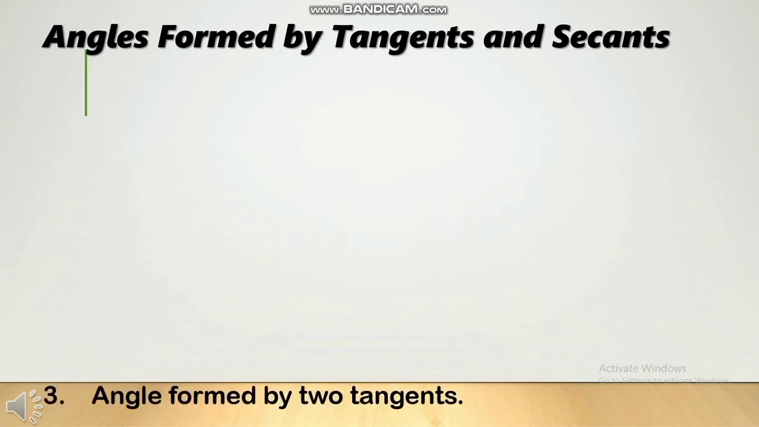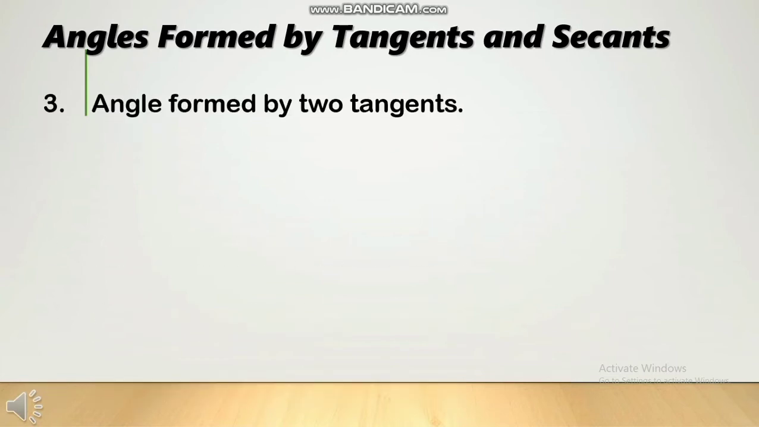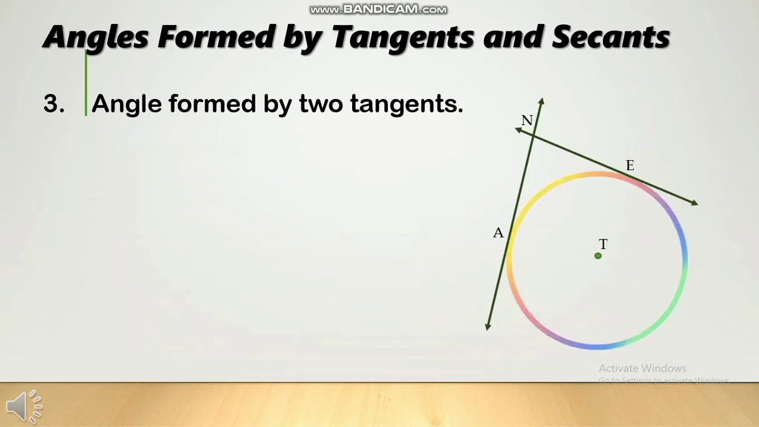For number 3, angle formed by two tangents. So in the figure, we have circle P, and there are two lines, line AN and line EN. And the two lines are both tangent lines. And the two tangents intersect outside the circle. For this, an exterior angle, angle ANE.